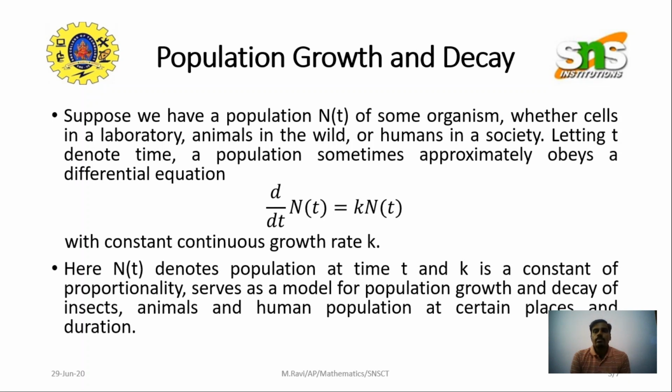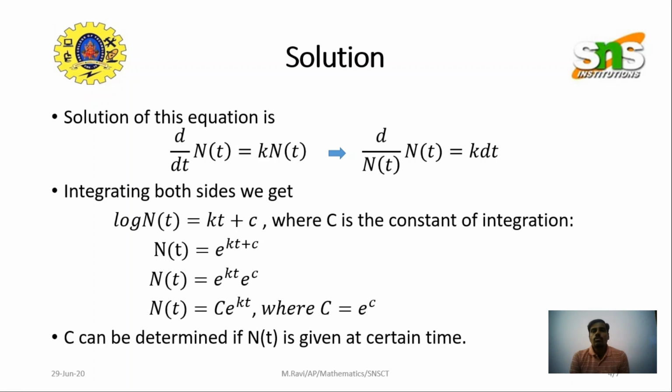Population sometimes approximately obeys a differential equation. So dN/dt equals k into N of t, with a constant continuous growth rate k. Here N of t denotes the population at time t and k is a constant of proportionality. This serves as a model for population growth and decay of insects, animals, and human population at certain places and durations.